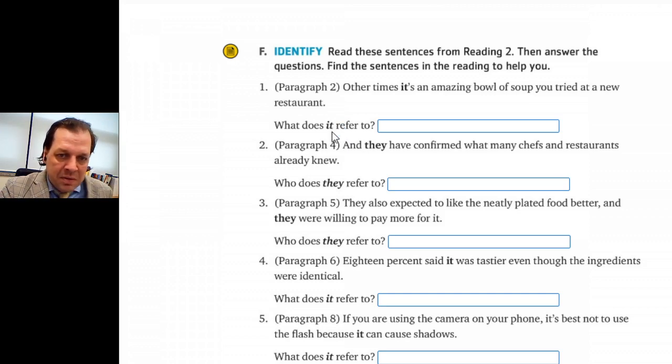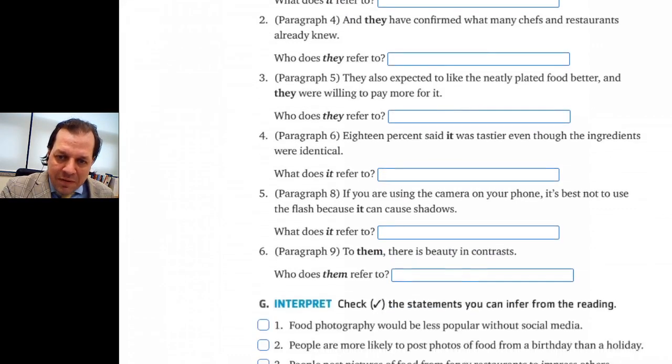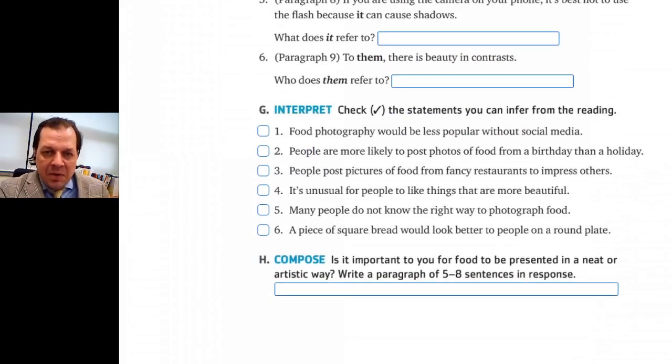We're looking for pronouns and which words reference what. Which words reference what? Okay. Again, we've done that before. And then we have an interpret section where you can infer from the reading. Which of these can we infer from the reading? Which of these statements are true if we're not given the exact answer in the reading, but they give us enough information to make these interpretively true statements.